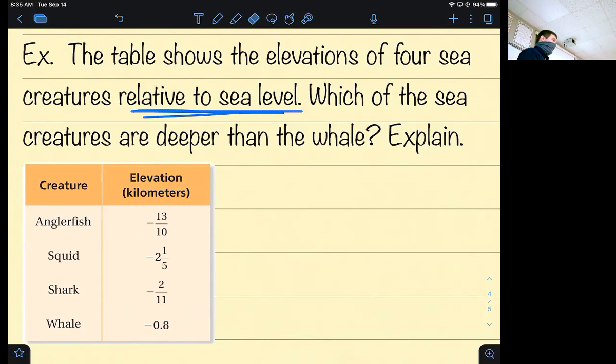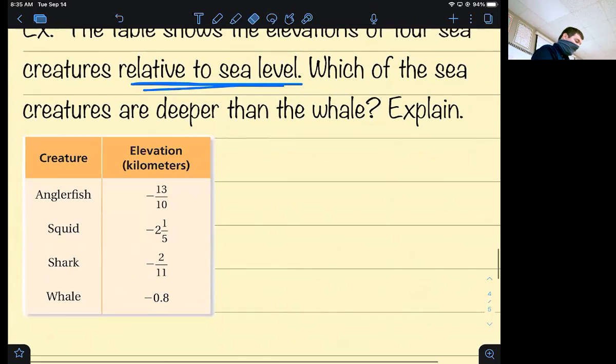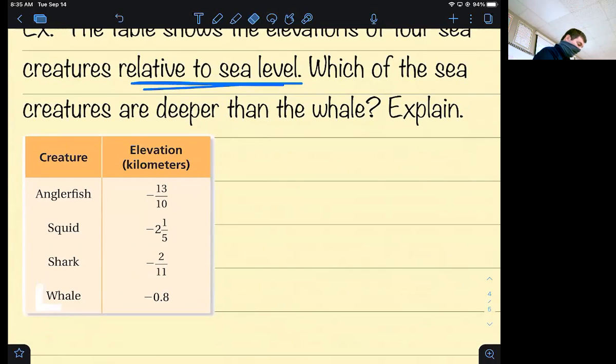Now remember how the negative numbers work. The more negative you get, the smaller the number. Now, in this problem, the more negative you get, we're going to say the deeper underwater you are. Does that make sense? More negative means deeper. It's actually smaller elevation. You're getting smaller and smaller elevation, lower and lower. Which of the sea creatures is deeper than the whale? So this is what we want to compare everything to, the whale.